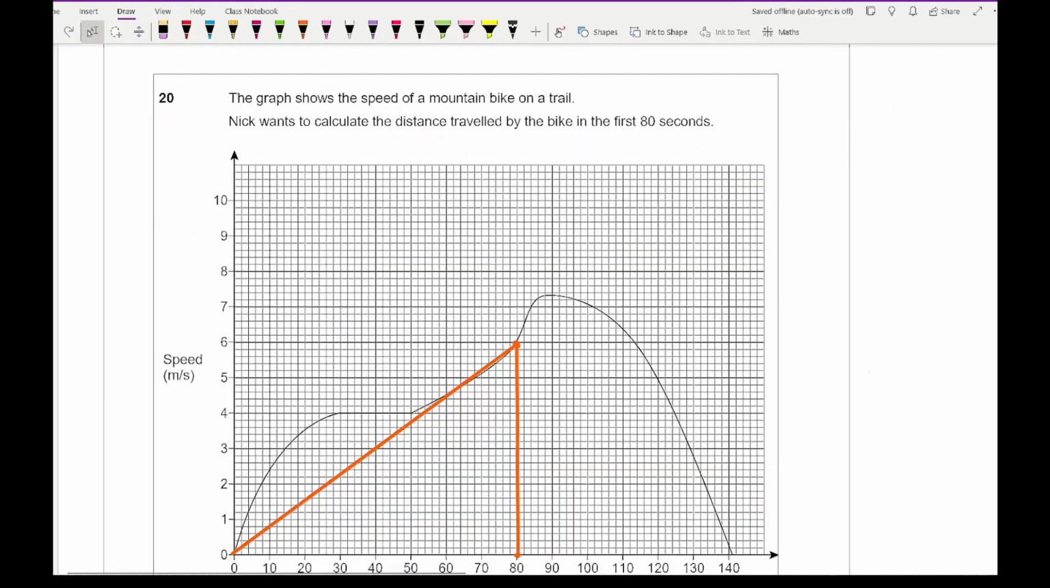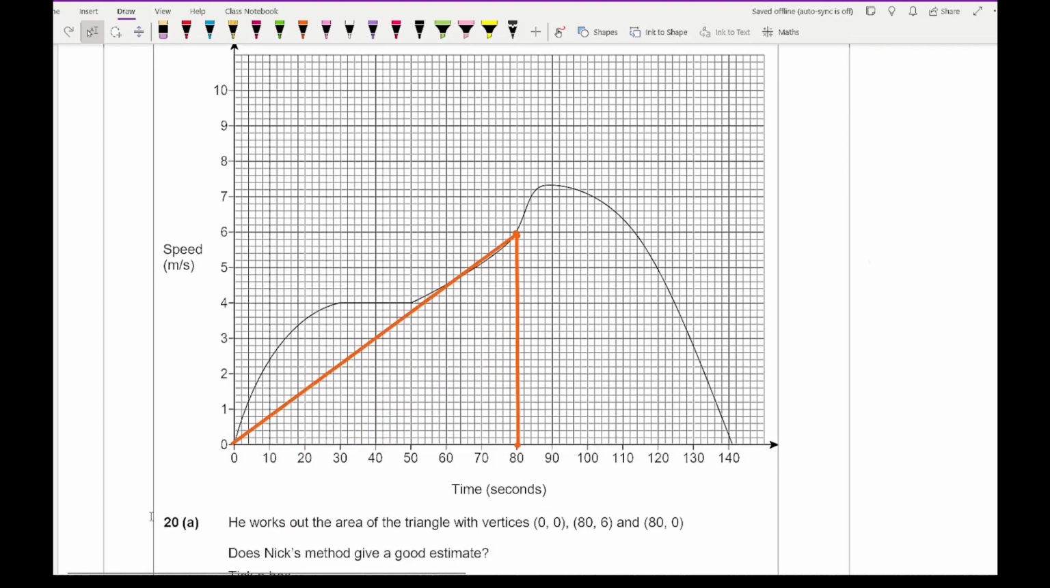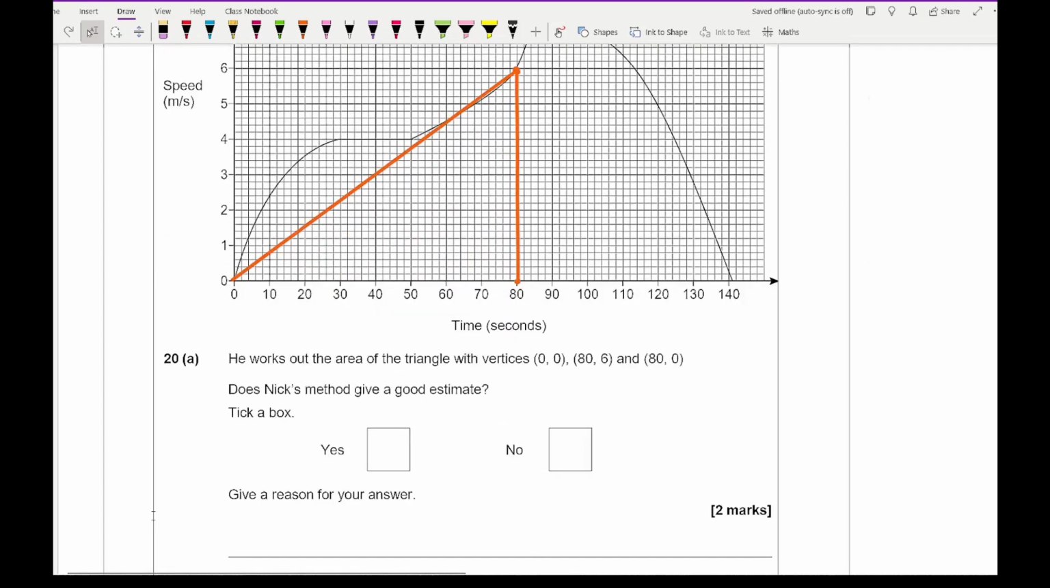Then moving on to question 20, it says the graph shows the speed of a mountain bike on a trail. Nick wants to calculate the distance travelled by the bike in the first 80 seconds. And it says he works out the area of the triangle with vertices 0, 0, 86 and 80, 0. Does Nick's method give a good estimate? Tick a box. So if you highlight the triangle that he's plotted by joining the vertices together, you can see that distance is basically the area under the line in a speed time graph.